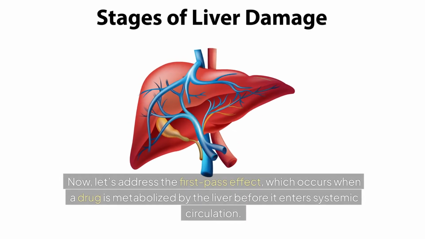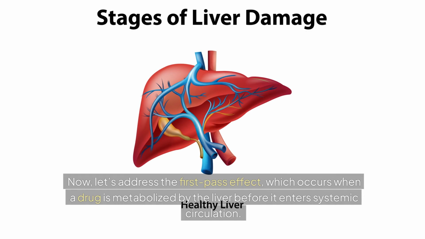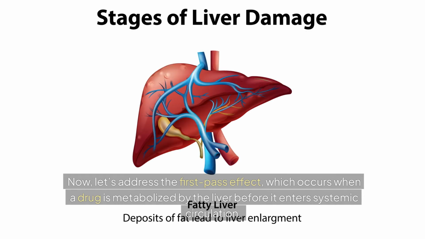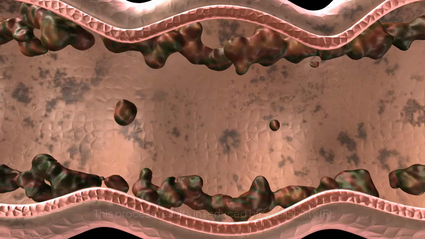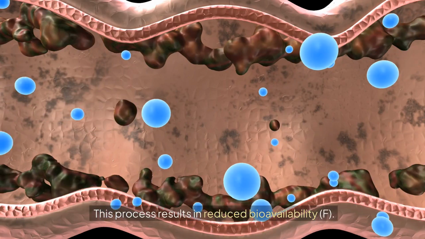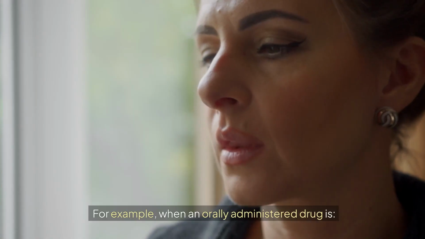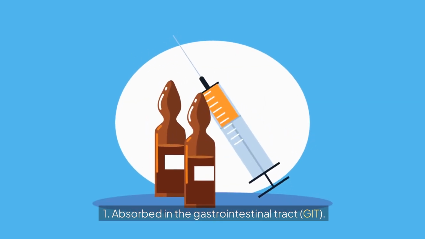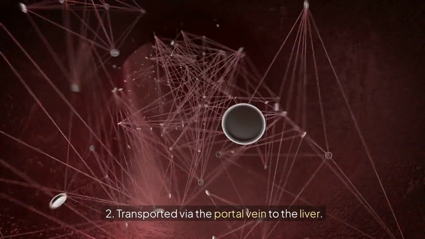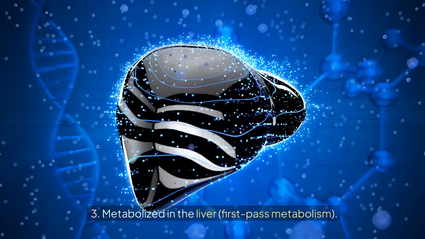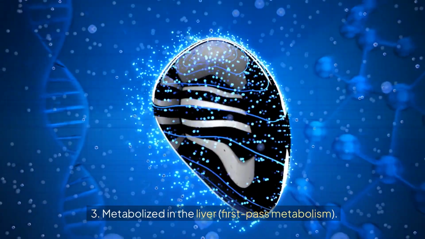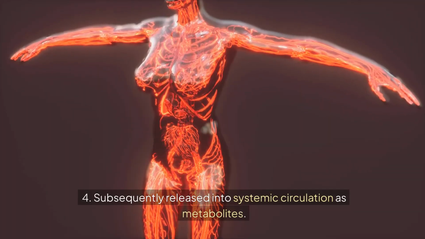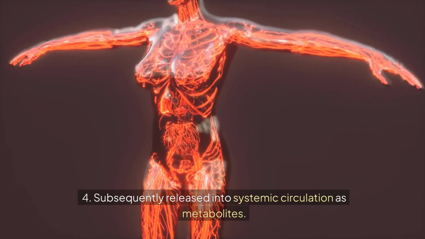Now, let's address the first-pass effect, which occurs when a drug is metabolized by the liver before it enters systemic circulation. This process results in reduced bioavailability. For example, when an orally administered drug is 1. Absorbed in the gastrointestinal tract, GIT. 2. Transported via the portal vein to the liver. 3. Metabolized in the liver, first-pass metabolism. 4. Subsequently released into systemic circulation as metabolites.